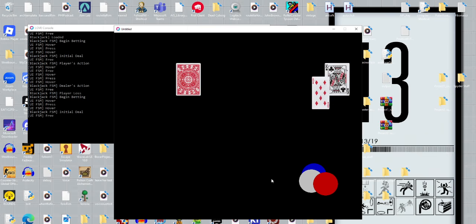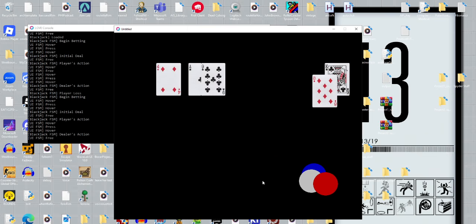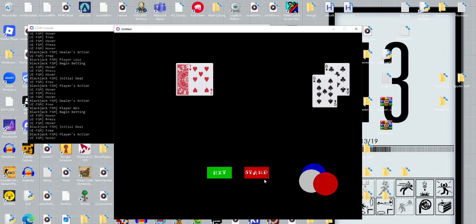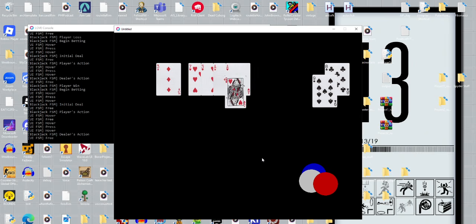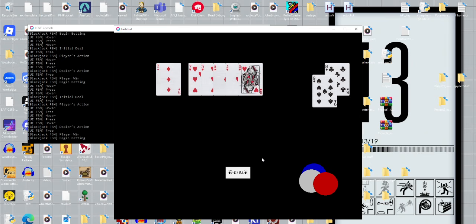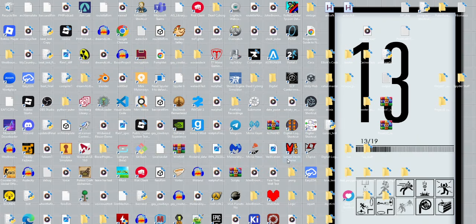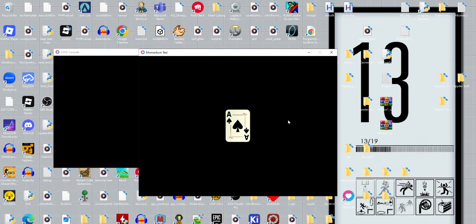You can see it plays great. Stand. It does what it needs to do, right? 8, 9, stand against a 7, yeah. So I haven't added the card system here yet. If I click done, or exit really, go over here, momentum test.